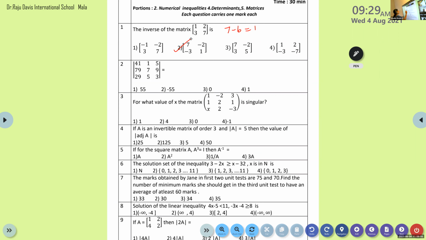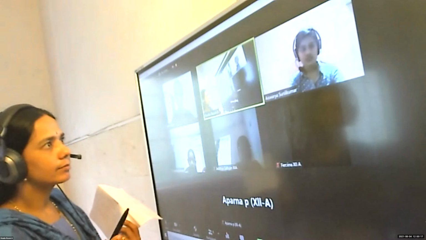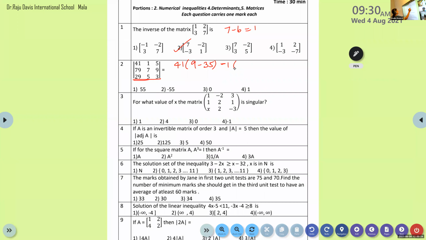Now look at the next one. Here, you can either expand it, or that day I gave one method, some method you can apply, to simplify it. So here, if you expand it, 41 into 9. Children, one second. Whatever I am writing on the board with the pen, is it clear? Is it visible? Yes, ma'am. Okay.